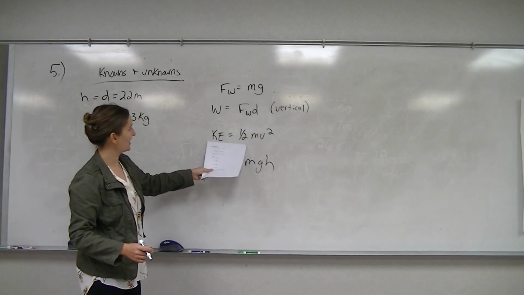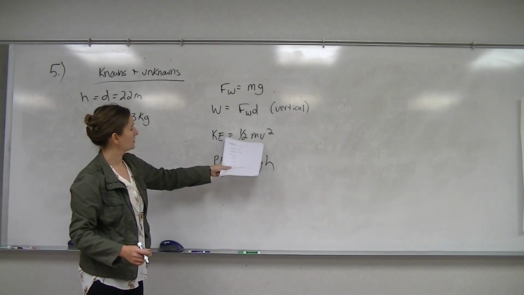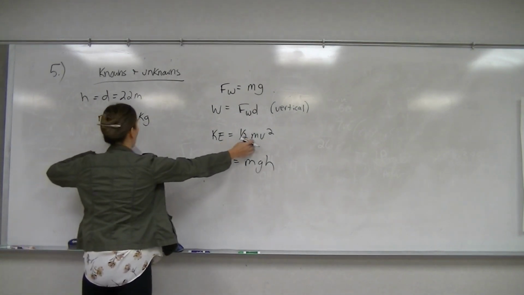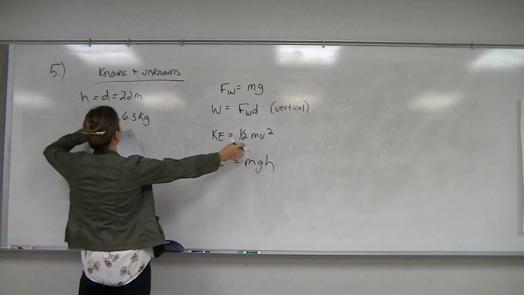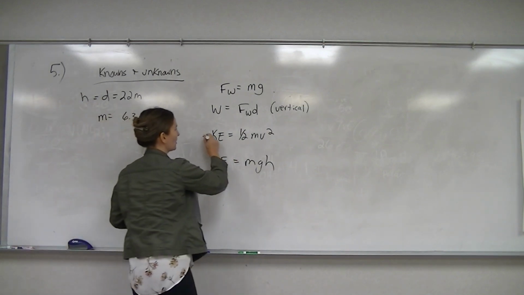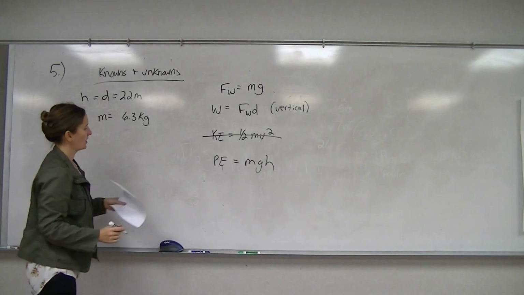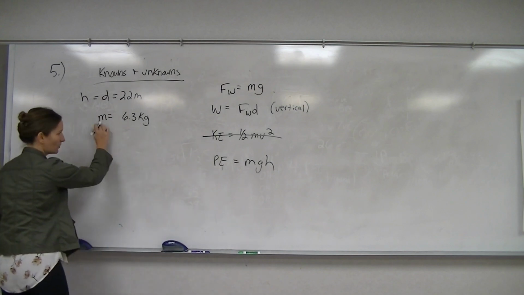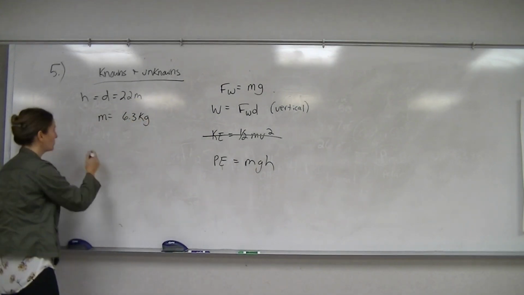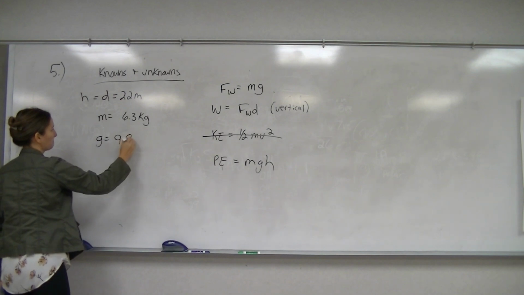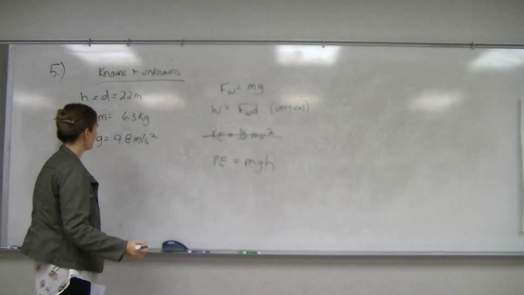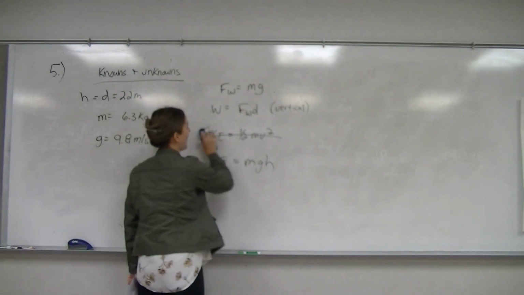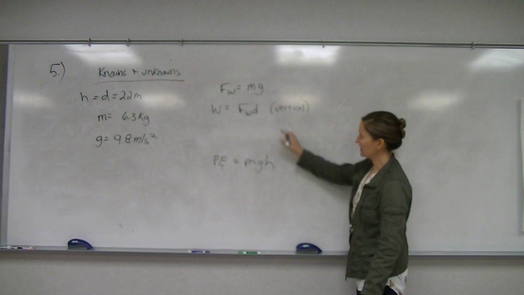Looking at kinetic energy, half times mass times velocity squared. So we're seeing if we have the variables. Mass we have, yes. Velocity, no, we're not given velocity. So I'm going to cross that one out. Last but not least, our potential energy one. Do we have mass? Yes, we do. Do we have gravity? We don't, but we know what it is. It's 9.8 meters per second squared. And then do we have height or distance? We do. So actually, we could use either of these.